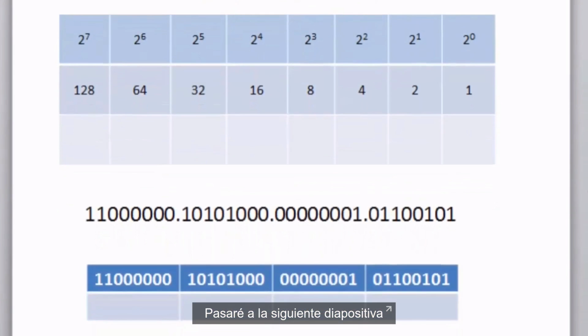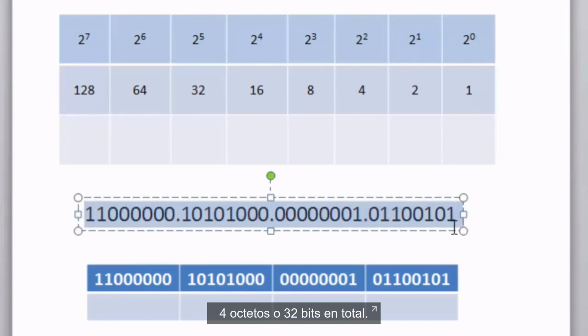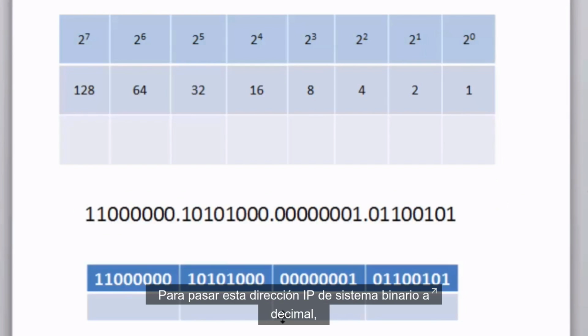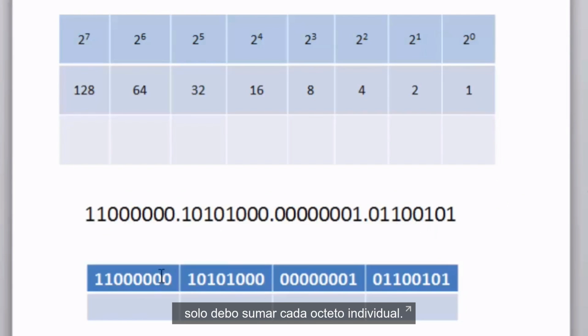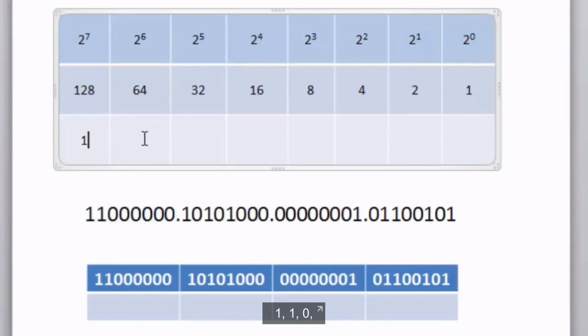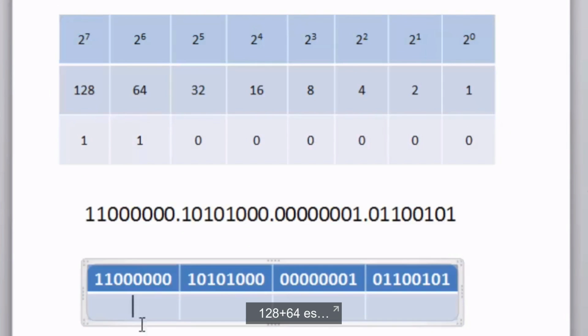I'll go to my next slide, and you can see in this next slide I now have a 32-bit IP address, 4 octets, or 32 bits total. If I want to convert this binary IP address to decimal, all I need to do is count up each individual octet. Let's start with the first one right here. We can see that 1, 1, 0, 0, 0, 0, 0, 0. 128 plus 64 is 192.